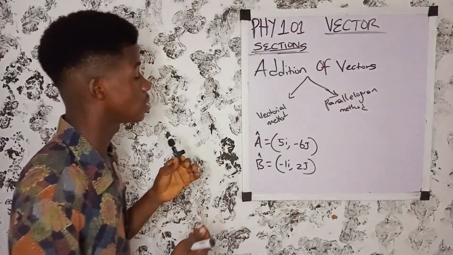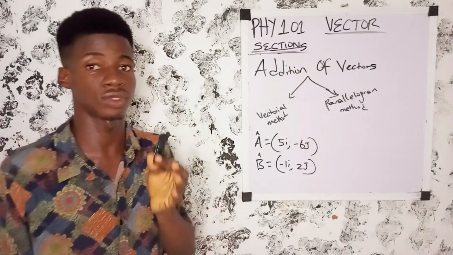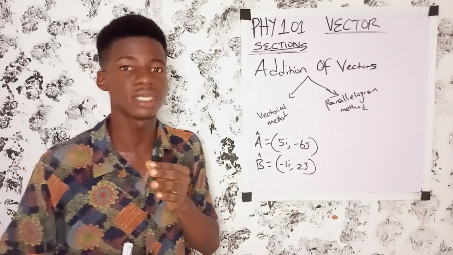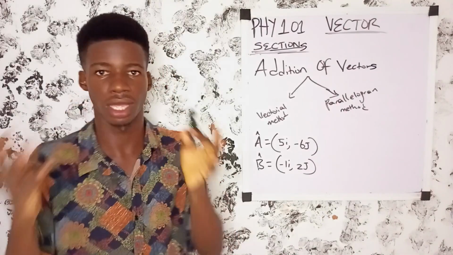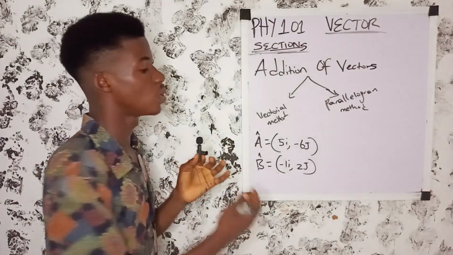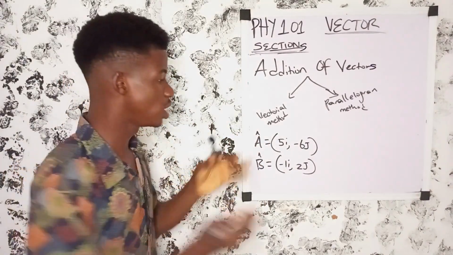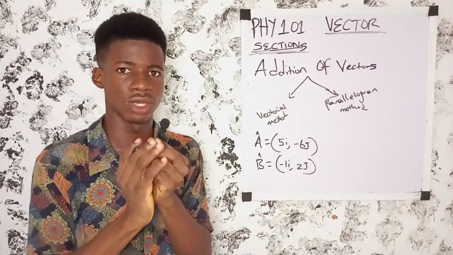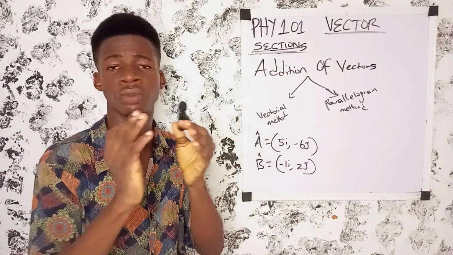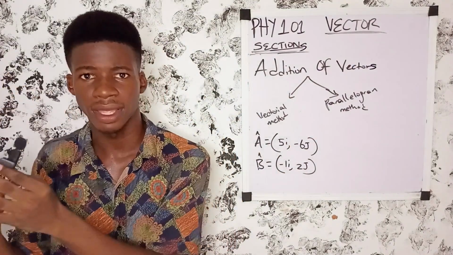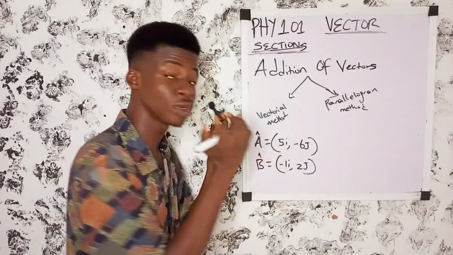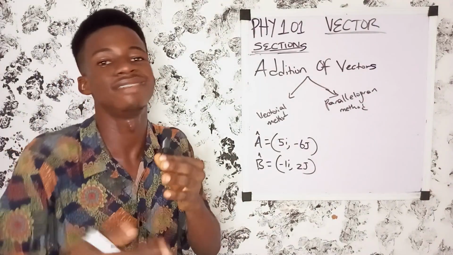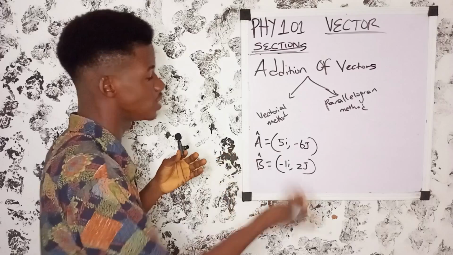Now look at these two vectors on the board. They ask you to calculate the resultant vector. Resultant means net vector, or in simple terms, resultant means total. When you add two or more things together, you have the total. So adding these two vectors, what is the total? That's what they are telling us to look for. Resultant means total. So it's very easy.